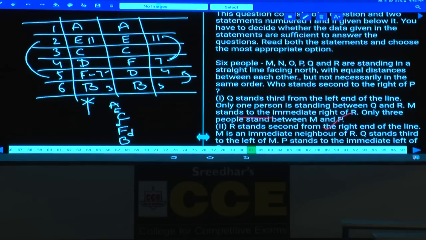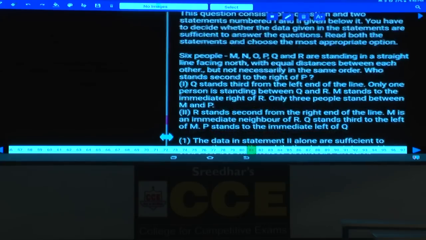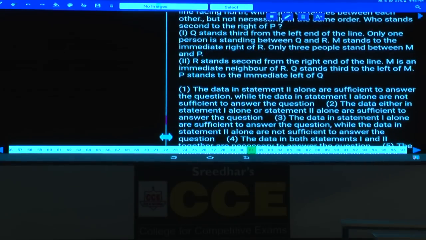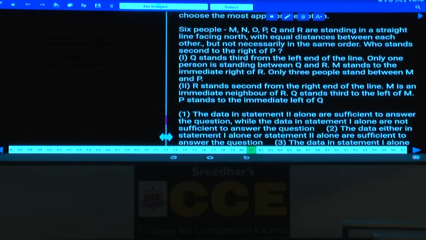Now this is about question number 76 to 80. Then 81 onwards. Now question numbers 81 to 85. Now these questions are based on data sufficiency. Now in this data sufficiency, 2 statements are given.